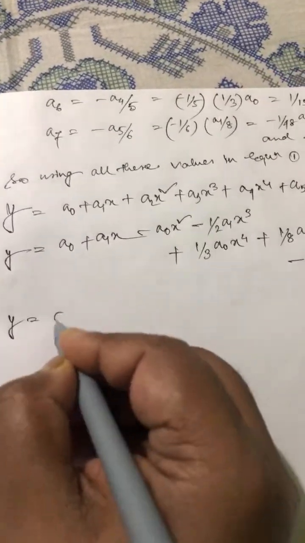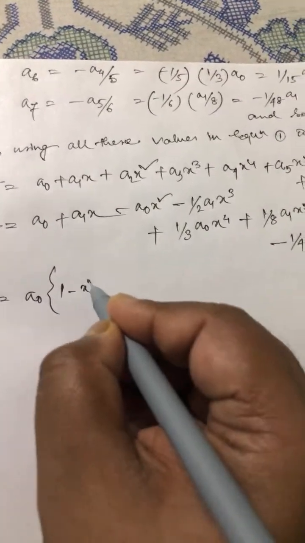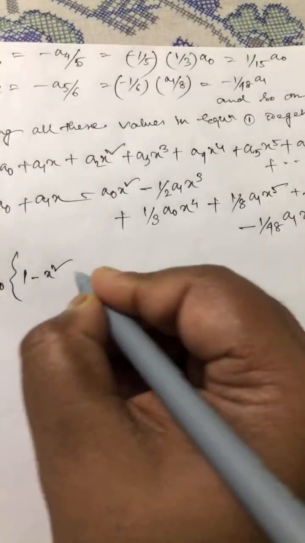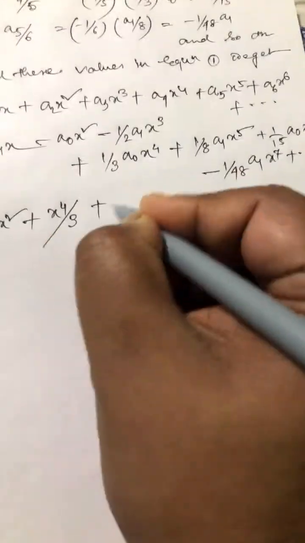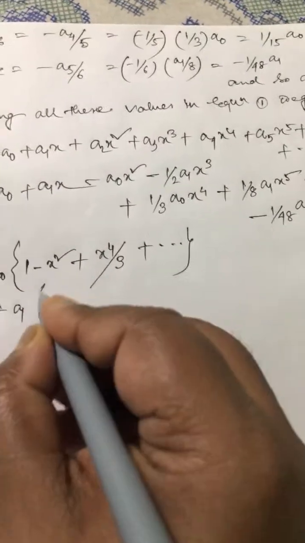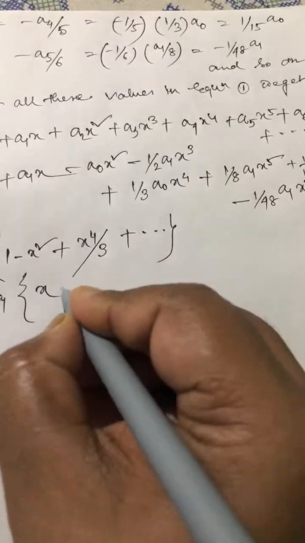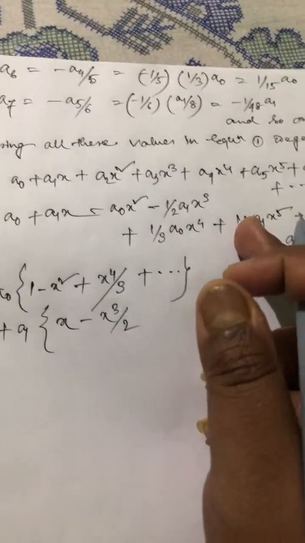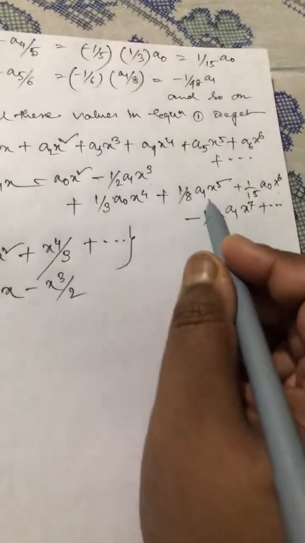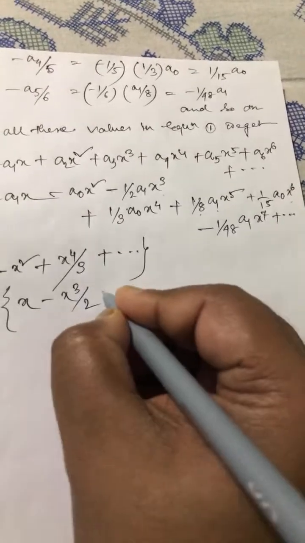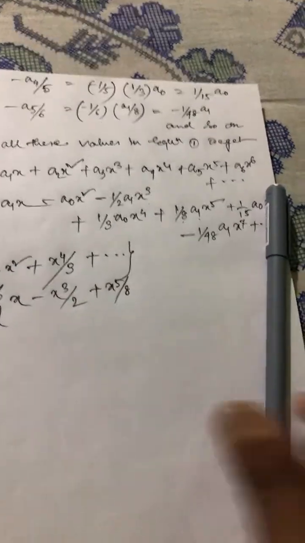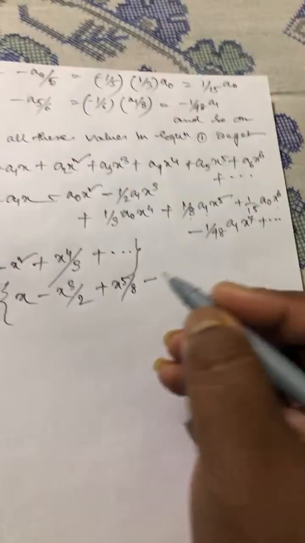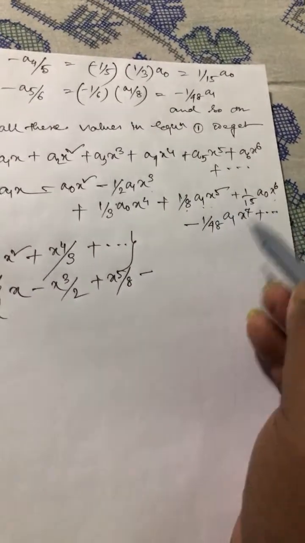So y equals a naught times 1 minus x square, then x to the power 4 by 3, then plus a1 times x minus x cube by 2, I guess, then x to the power 5 by 8, and then minus, and so on.